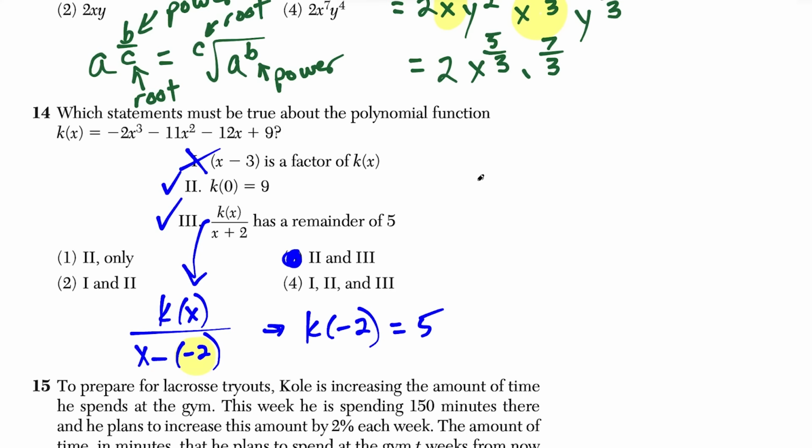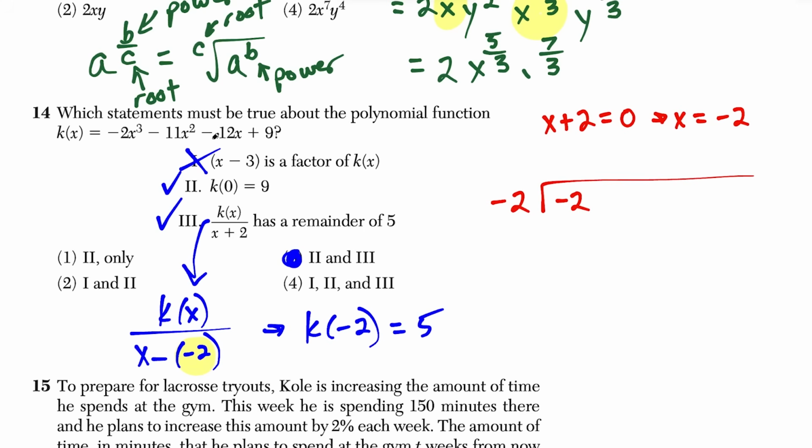Now, before we move on, I want to show one more way to do this. Let's say I don't want to use the polynomial remainder theorem and I want to actually do the division myself. Well, I would set x plus 2 equal to 0, and this would give us a root of x equals negative 2. And then I would use this value to do synthetic division. So I write my negative 2 on the outside, and then I write my coefficients here on the inside. So I have negative 2x to the third, I have minus 11x squared, I have minus 12x, and then plus 9.